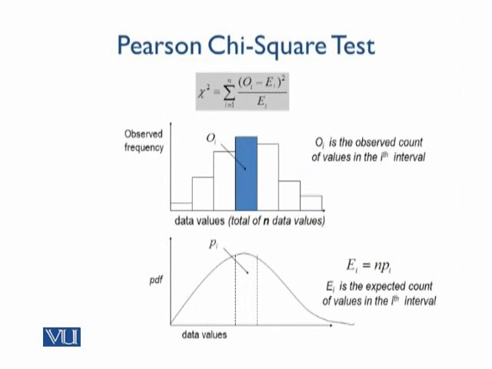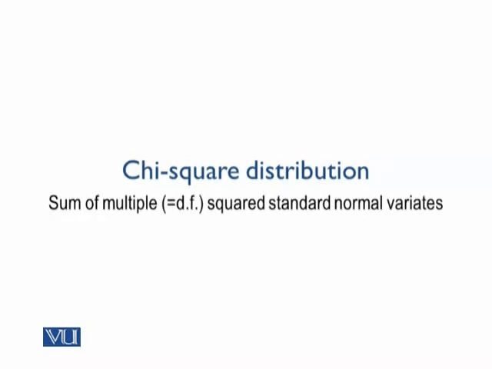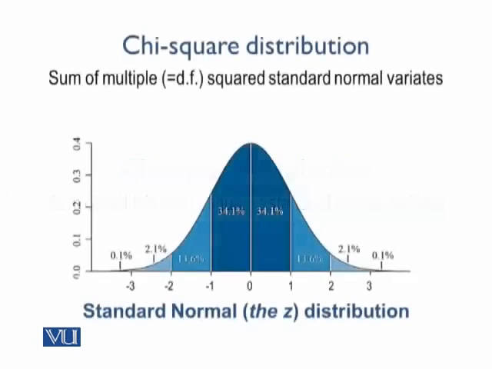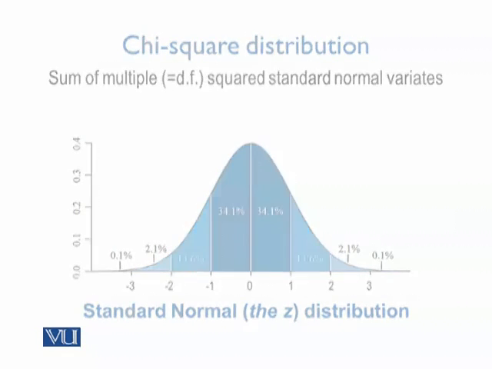Before we get to an example, let me just clarify what a chi-square distribution is. A chi-square distribution can be thought of as the sum of multiple squared standard normal variates. So first of all, let me show you a standard normal variate. This is the same as the z distribution we've seen earlier, so this should look familiar. You can see the standard normal z distribution. If you take the square of this and then you sum a lot of those together, you're going to have what is known as the chi-square distribution. So let me show you how that is done.